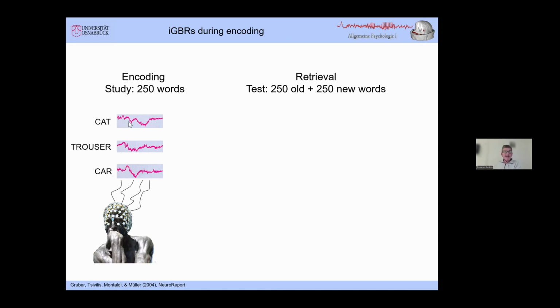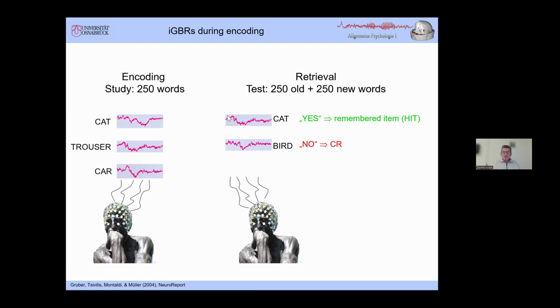What one usually does to study encoding is one presents words or pictures. It doesn't matter if you take words, pictures, or whatever. And for every word you show during a study phase, you record the EEG. Cat, EEG is recorded. Trouser, EEG is recorded, and so on and so forth. Then, after a while, there's a retrieval phase. This is a memory test. Have you seen the word cat before? Have you seen the word bird before? So this retrieval part is usually not announced in advance. Usually you have an incidental learning paradigm, but it's not so important now.